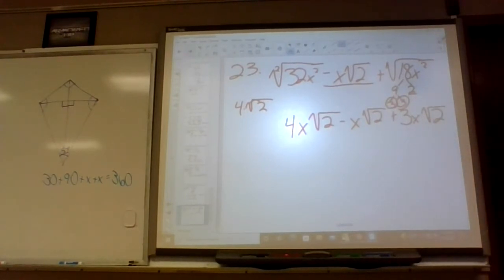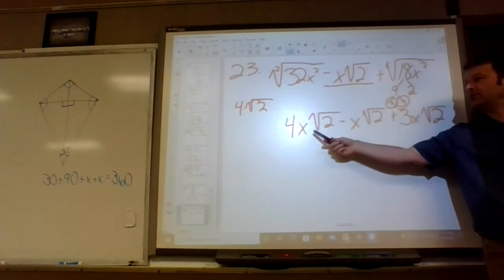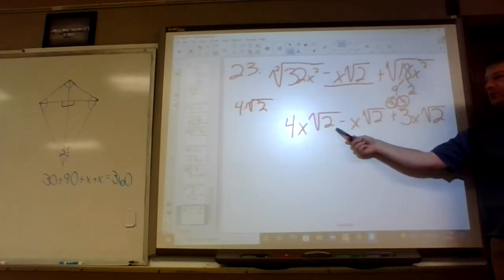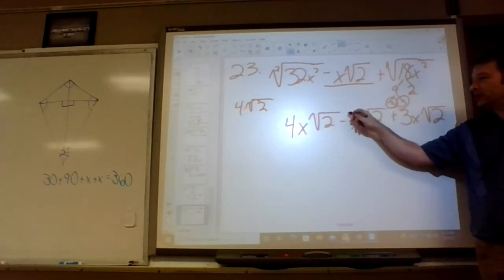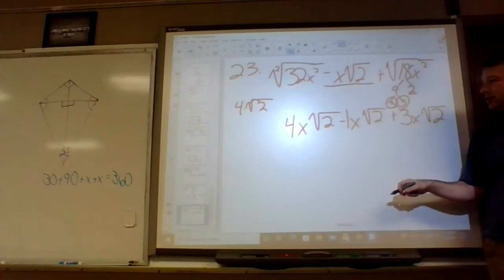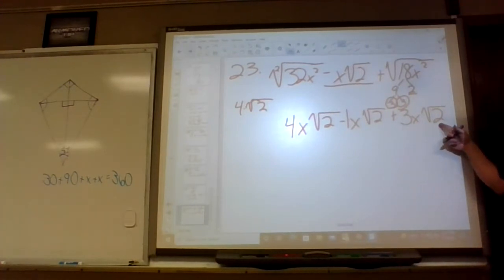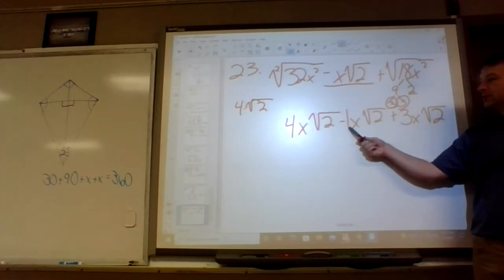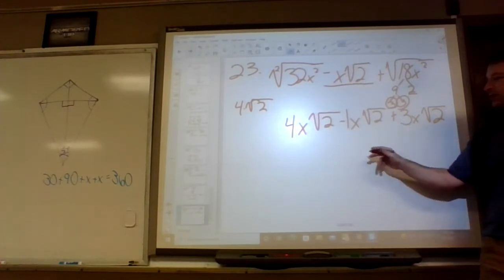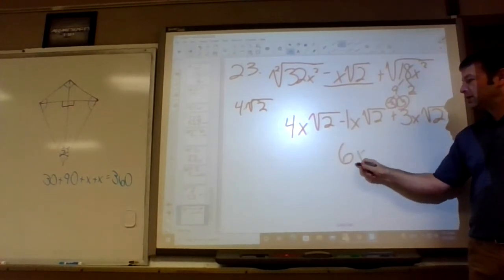Are these all like terms? Yes. They are all x square root of 2's. We have 4 of them. We have minus 1 of them, plus 3 of them. So 4 minus 1 is 3, plus 3 is 6. We have 6 x square root of 2's.